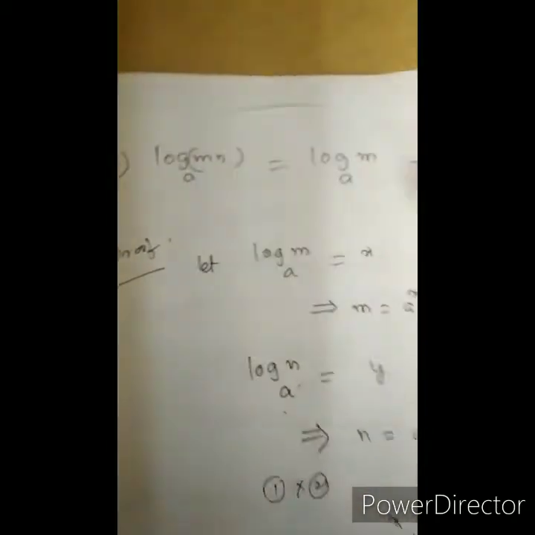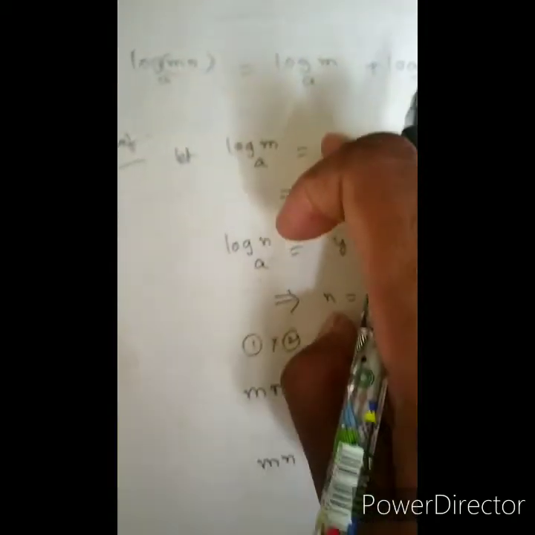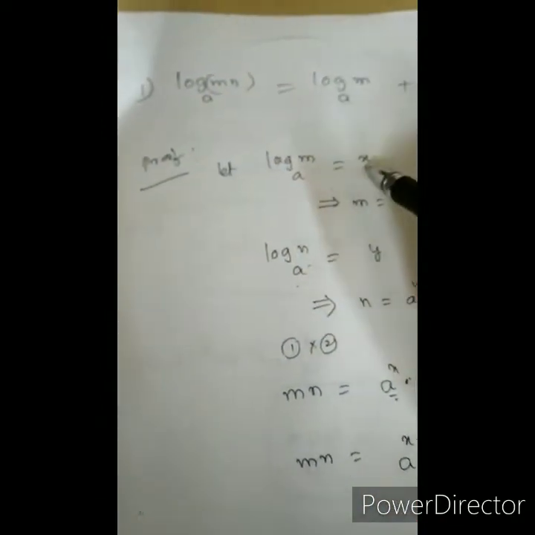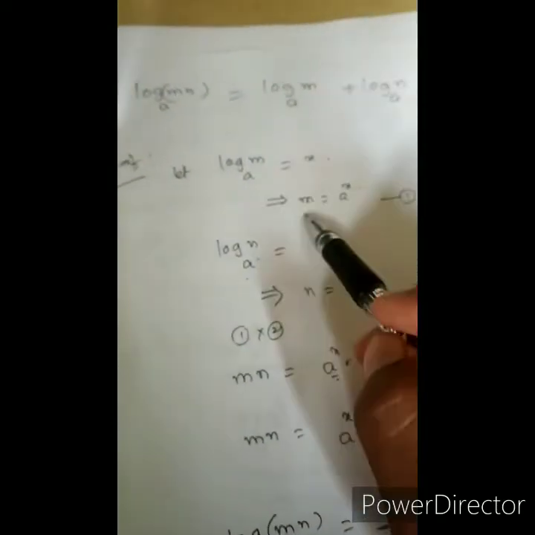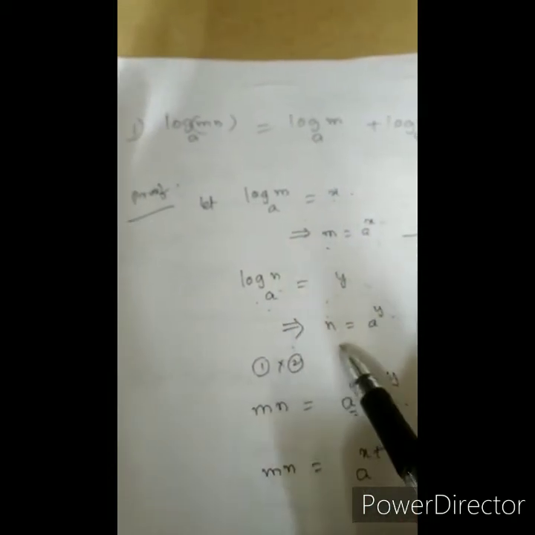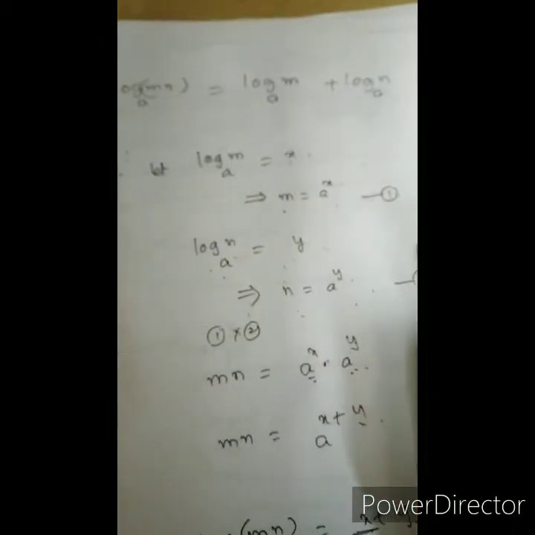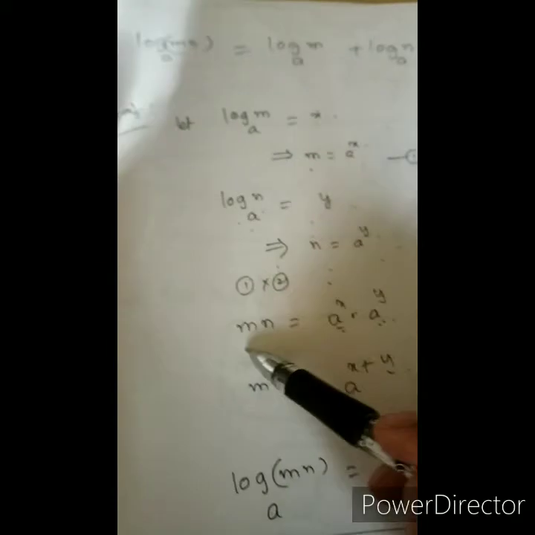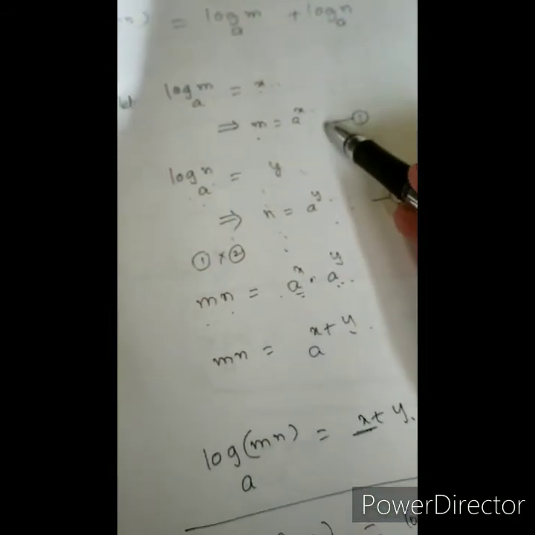So to prove this, what I did: first I assumed log m to the base a as x. From this, m is equal to a power x, say 1. Similarly I take log n to the base a equal to y. From this, n equal to a power y, by using the definition of logarithm. Now I multiplied 1 and 2. If you multiply 1 and 2, on the left hand side you have m and n, so m into n is equal to, on the right hand side, a power x and a power y.